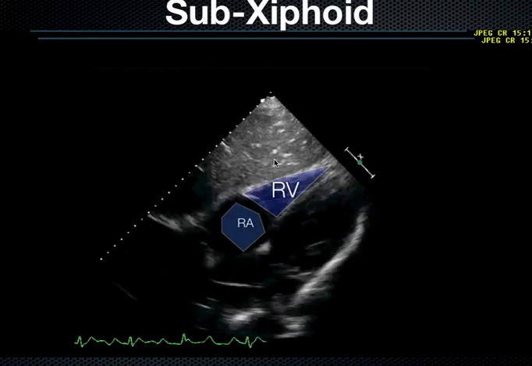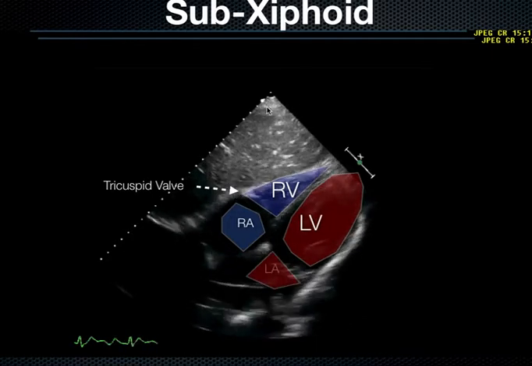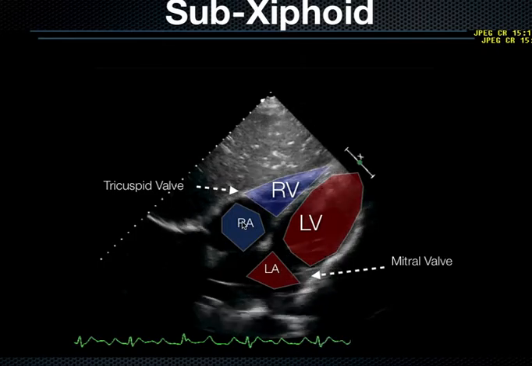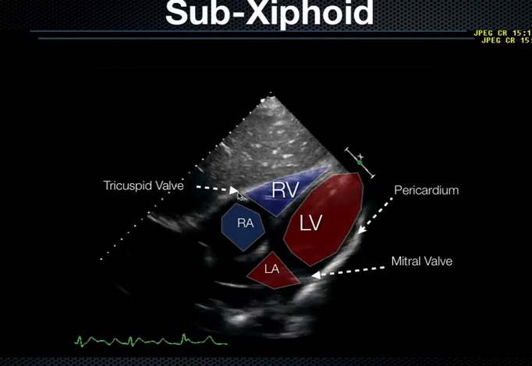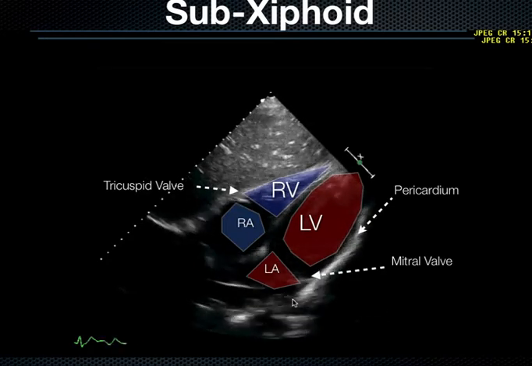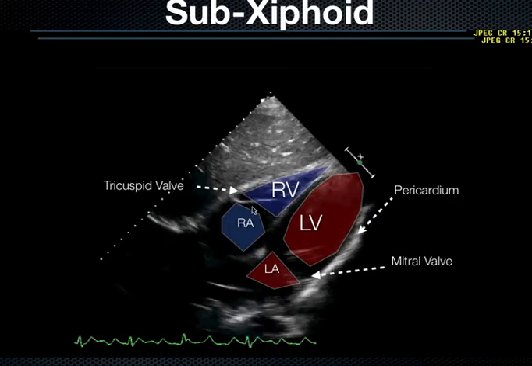And what you see here is liver on the top of the screen, because that's what you're using. That's your acoustic window. You're throwing the sound through the liver to first see the right ventricle and the right atrium, and then see the left ventricle and the left atrium. This is the anterior pericardium over here, and the posterior pericardium is down here. And maybe there's a little mitral valve here and tricuspid valve here.